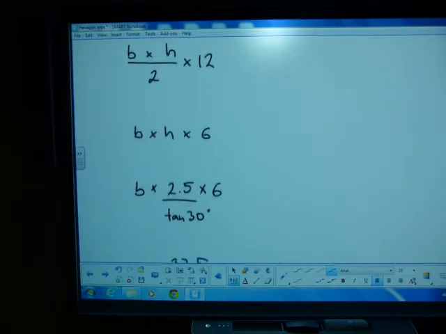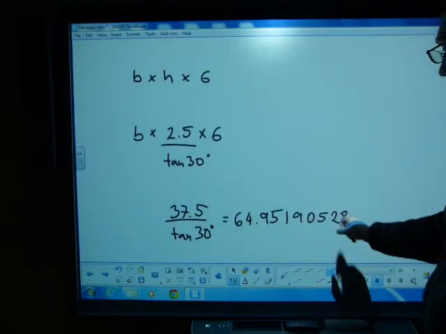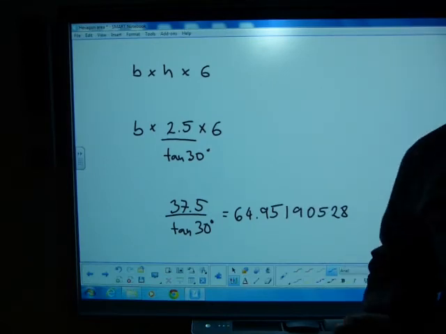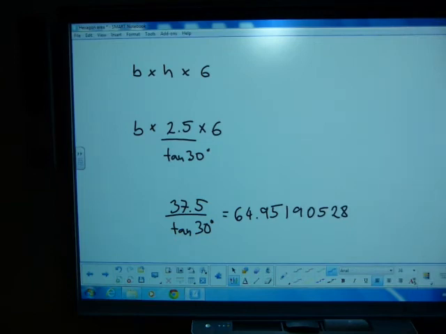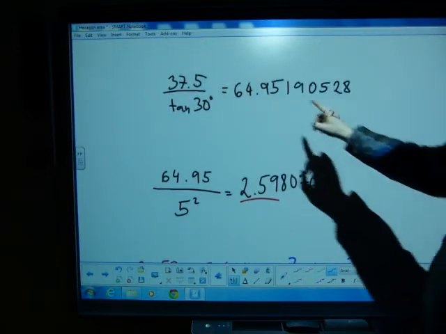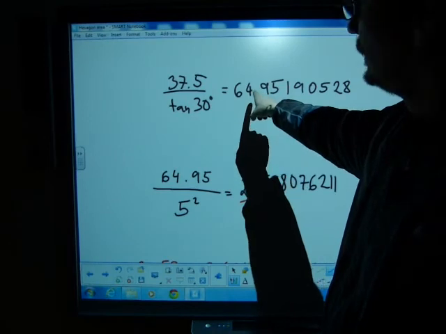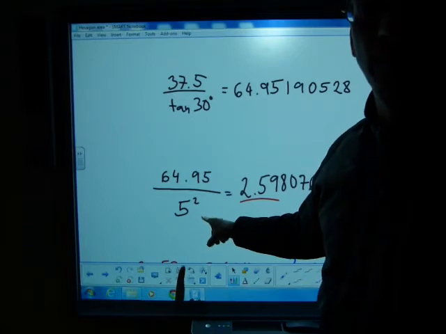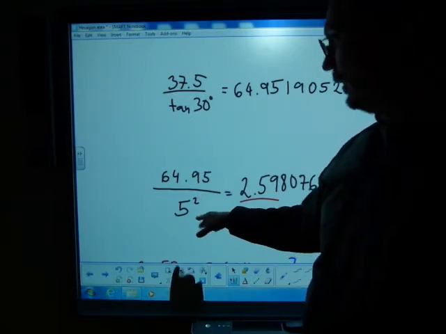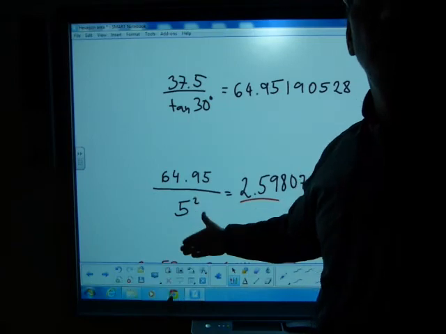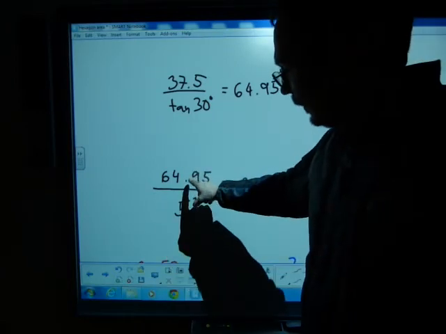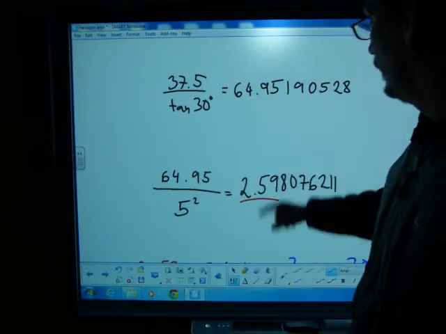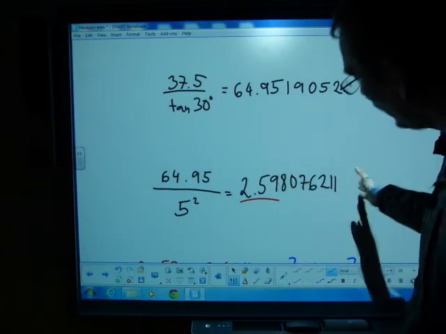64.95190528. There, 64.95190528. Same number. Now, so where is the 2.59? Coming up right this moment. If you take this number, this 64.95, and divide it by the side of the hexagon squared, which was 5 squared, 5 times 5, 25. You divide the actual area of the hexagon by the square of its side length, there's your 2.59, and the rest of the digits.